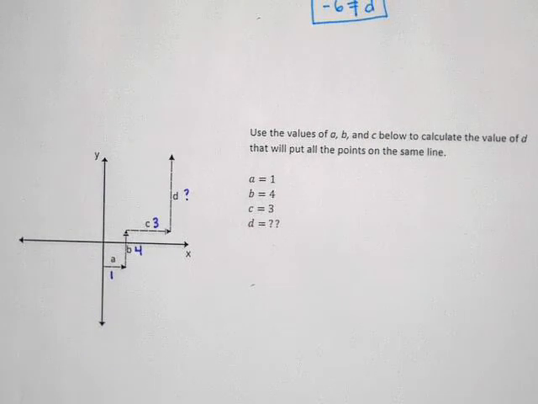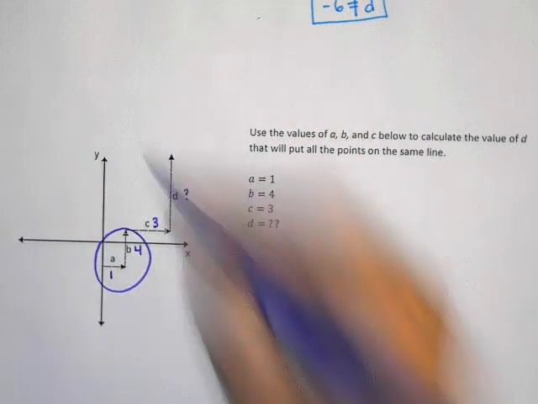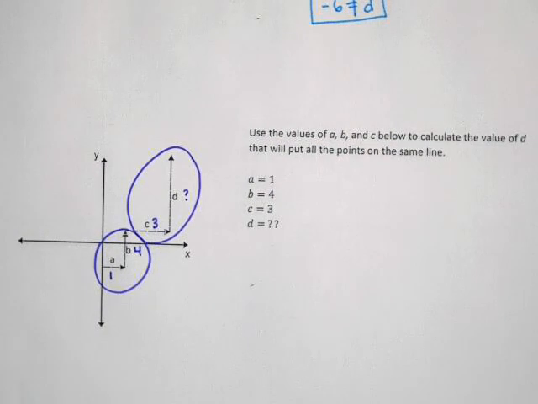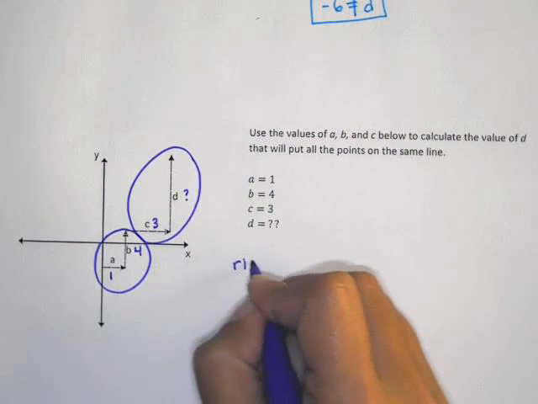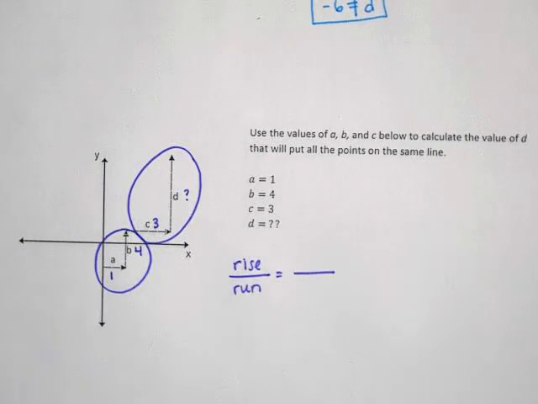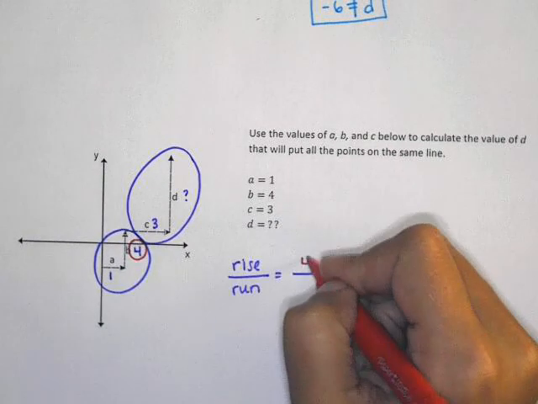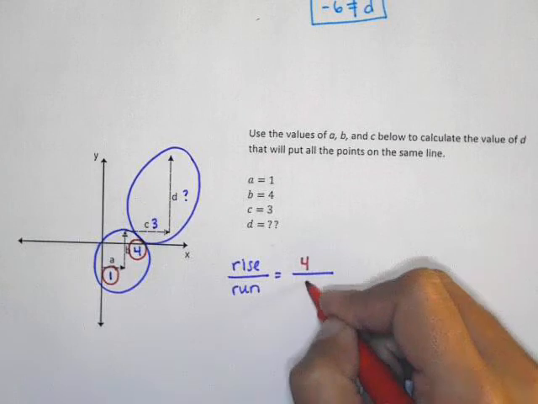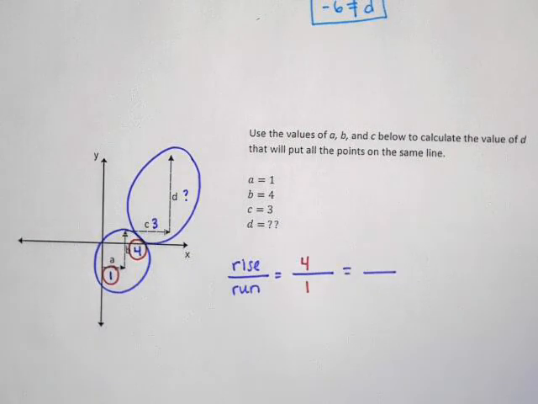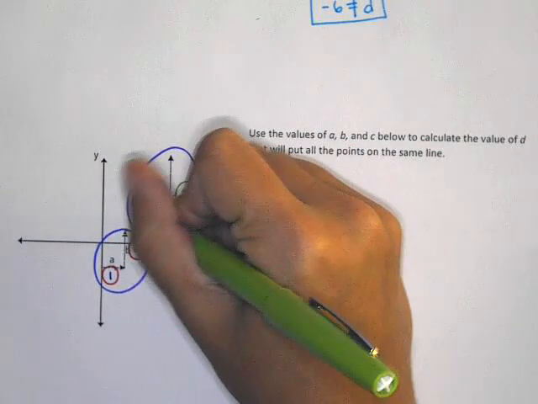Now I'm going to look at each step separately. So the first step is here, and the second step is here. Because this is kind of like slope, we're going to do rise over run. In the first step, the rise would be 4, and the run would be 1. In the second step, the rise would be unknown, and the run would be 3.